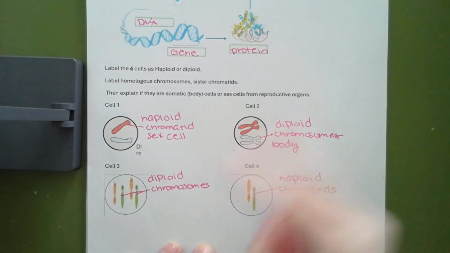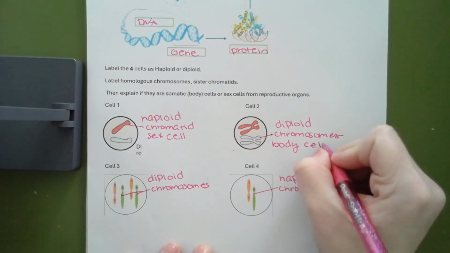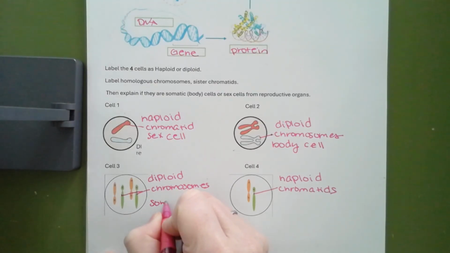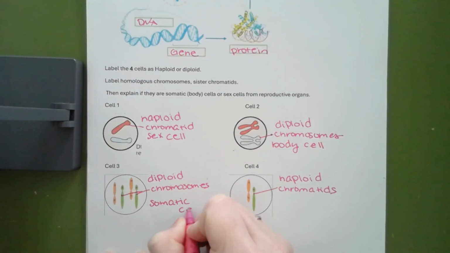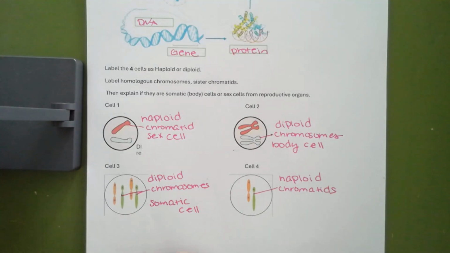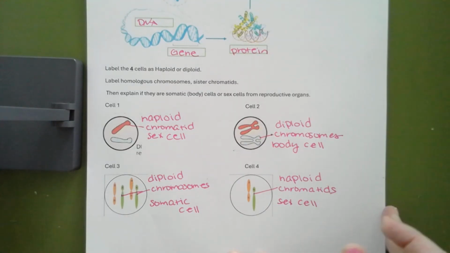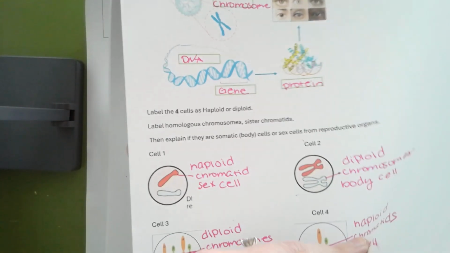And I don't care if you say body or somatic. All right. What about this one? Body cell. You can use those words interchangeably. It's still right. And what about this last one? Sex cell. It's a sex cell. Okay.